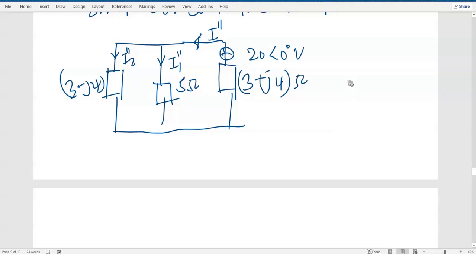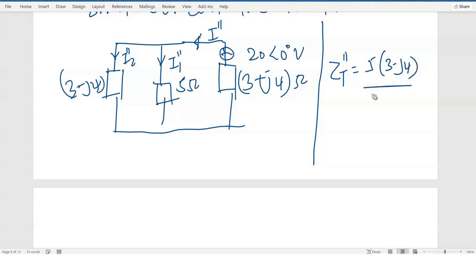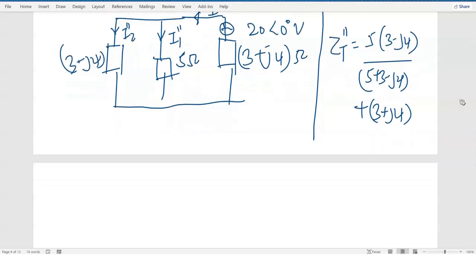So what is that going to mean? I need to look for the total impedance. So the total impedance for this source is going to be, I'm going to multiply the two, because they are in parallel, divided by their sum. I have 5 times (3 minus j4) divided by 5 plus (3 minus j4). Then remember they are in series with the 3 plus j4 ohms.